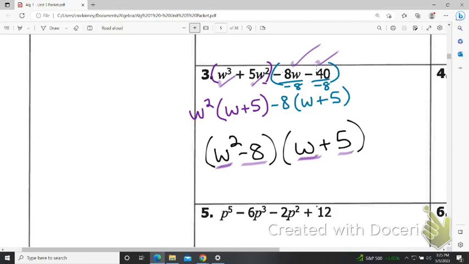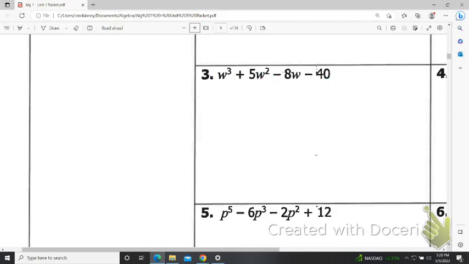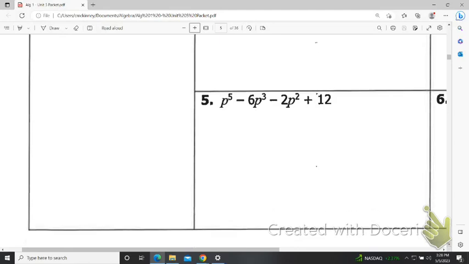Let's take a quick look at number 5 because it has a higher power. You won't see very many with higher powers, but I want to at least do one here for you that does have a higher power. So again, group those together, first two, second two. Looking at the first two, this time they actually have p to the third in common, and they're left with p squared minus 6.